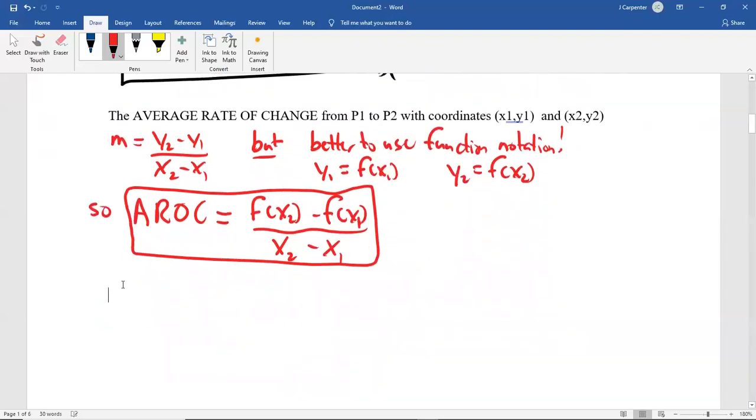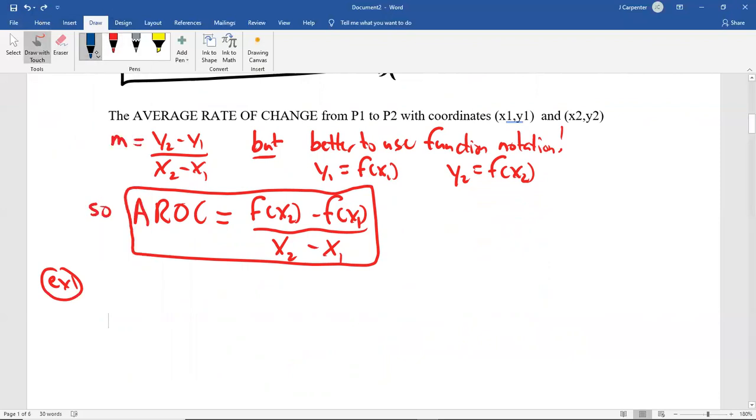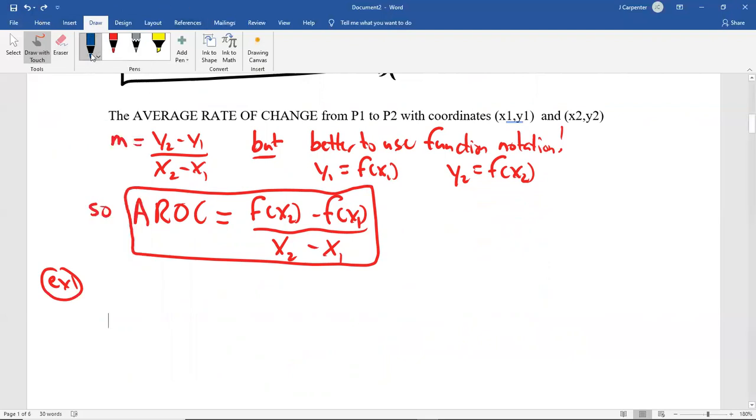So let's try out an example. Give me black. Yeah, so usually that color shows what I have picked. It's probably because Word crashed earlier.